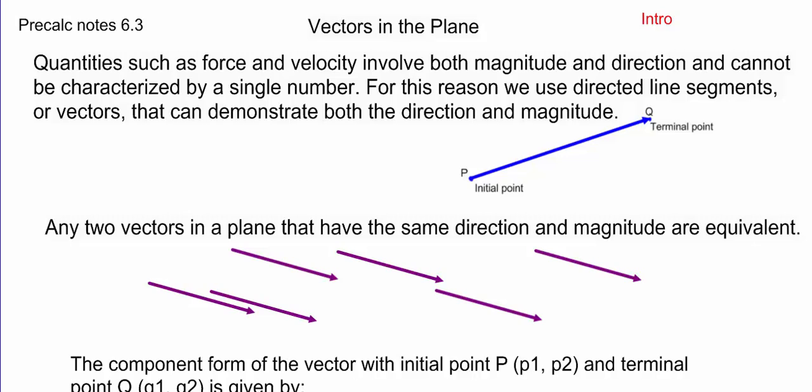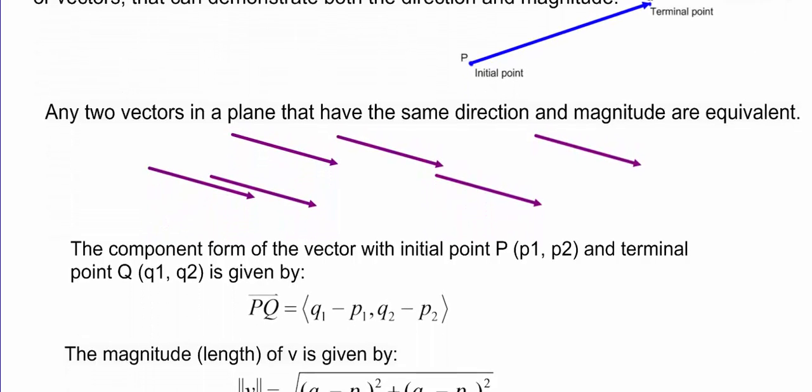So quantities such as force and velocity involve both a magnitude and a direction, and we can't characterize them by a single number. For this reason, we use directed line segments or vectors that can demonstrate both direction and magnitude. Some of you have taken physics, you've seen these before, you may have some background, but I think this explanation is pretty good. It's not just a magnitude, it's not just a direction, it's both. So we're kind of dealing with two things at once.